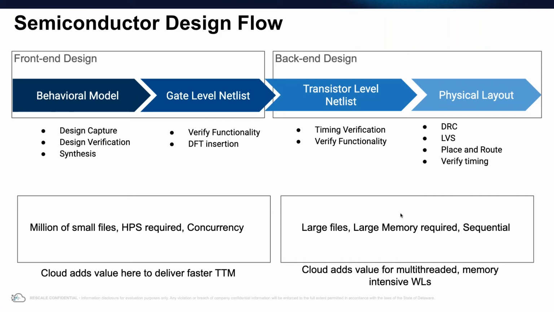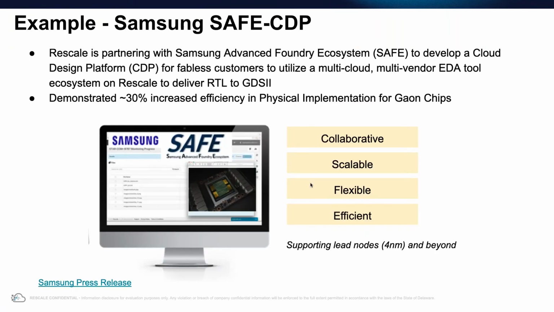So both areas are all about time to market. Here you're saving runtime because a single task is parallelized over thousands of cores. Over on this side, you're running thousands of jobs concurrently instead of sequentially. So both sides have a lot of value. Here, because the servers are not readily available, generally on-premise, it may make a little more sense to focus on the back end initially. An example of this is our collaboration with Samsung with SAFE CDP.